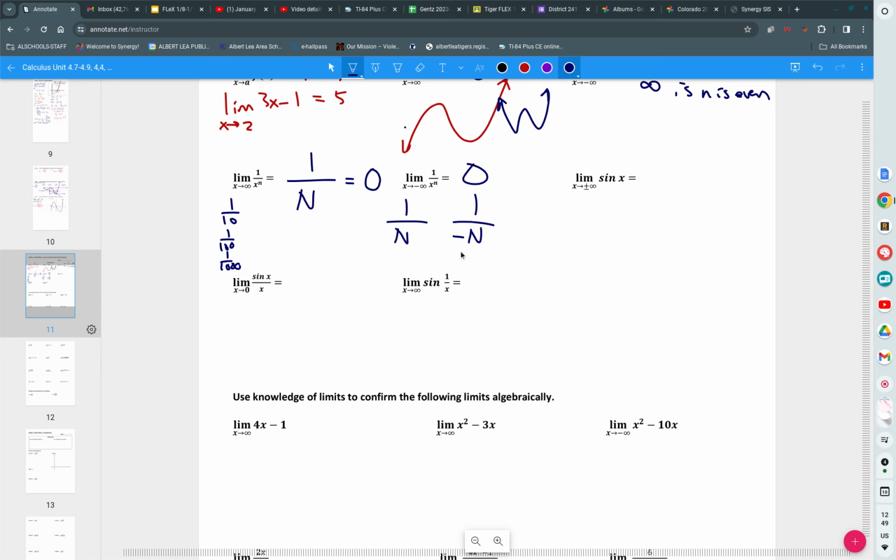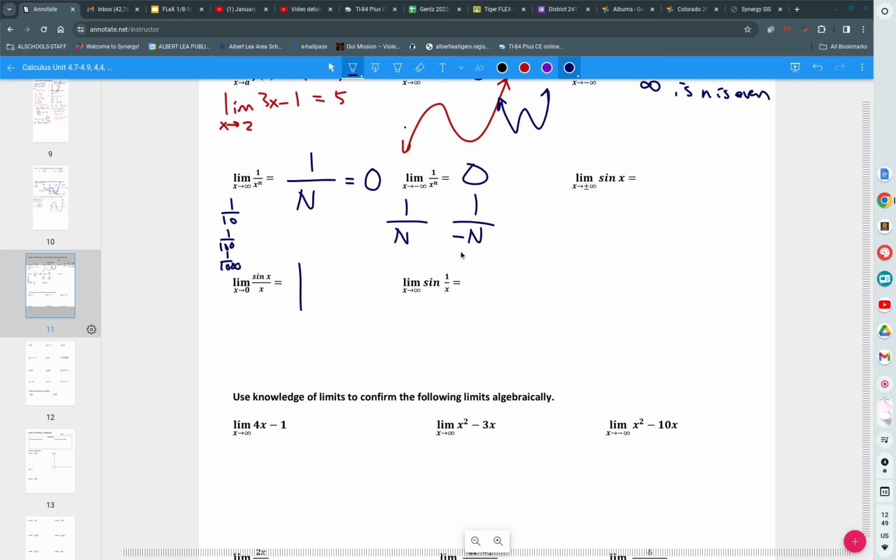Do you remember this special limit that we had earlier this year? The limit as x goes to 0 of sine of x over x. It is 1. Notice that is not an infinite limit. Okay? It's not an infinite limit.